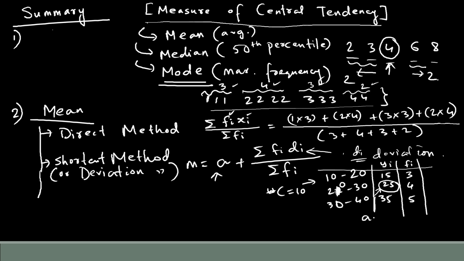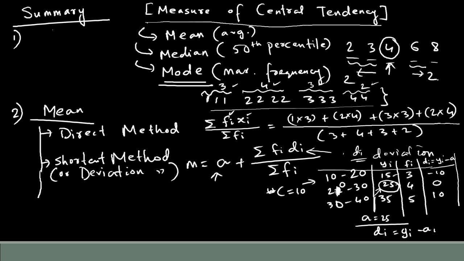You have assumed a as your mean. Now di will be yi minus a basically. So di is yi minus a. So that is 15 minus 25, what is that? Minus 10. 25 minus 25, 0. 35 minus 25, 10. So this is your di. I hope this is clear to you guys.